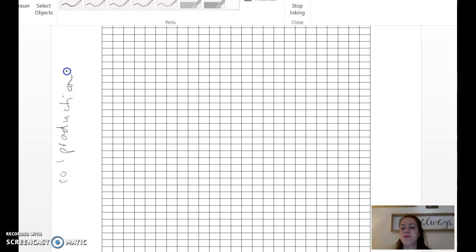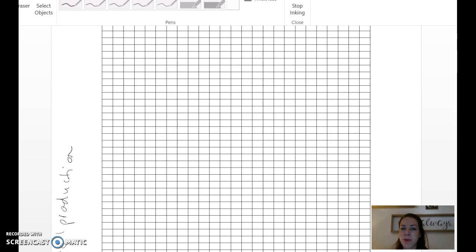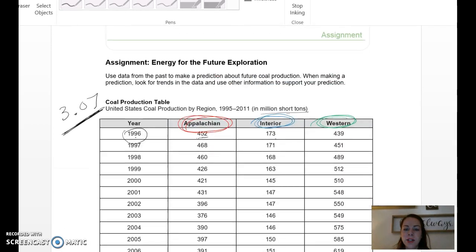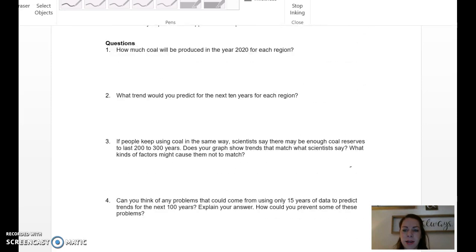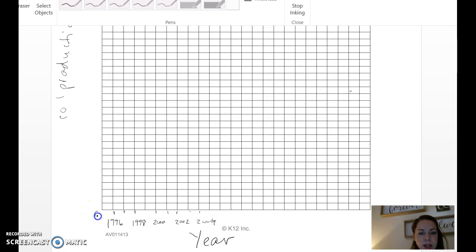And my handwriting is kind of sloppy on here. Hopefully you can read. But let's look at our table. It looks like our lowest coal production is maybe 145, and our highest that we need to go all the way up to is like 634. So that gives us a good idea of how to label it. Okay, we'll just go ahead and start at 0 and go up by 20s.